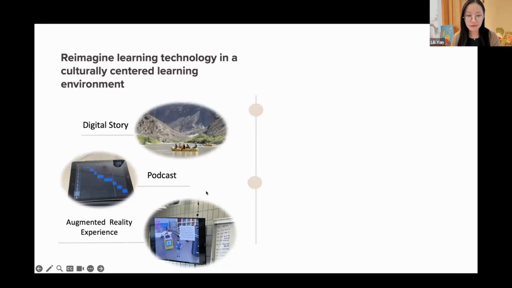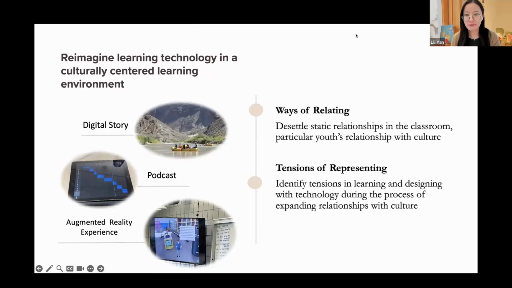So from this process over the school year, something really interesting that we see is we are able to use technology to decide static relationships in the classroom, particularly students' relationship with culture. And we also identify tensions in the learning and design with technology during the process of expanding relationship with culture. For example, we found some students find it challenging to share their cultural experiences and cultural knowledge, which is restricted by some of the defaults made available by the technology that we often assume as acultural.